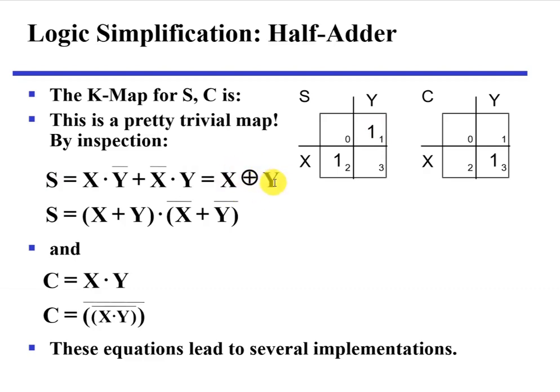We remember that. This also has another form, the POS, product of sums form, the representation for the exclusive OR operation, as shown here. This is the sum of products. For the C, the carry, we get x and y. This is the AND operator. So the carry is an AND operator. Based on these equations, we will see several other extensions or implementations.